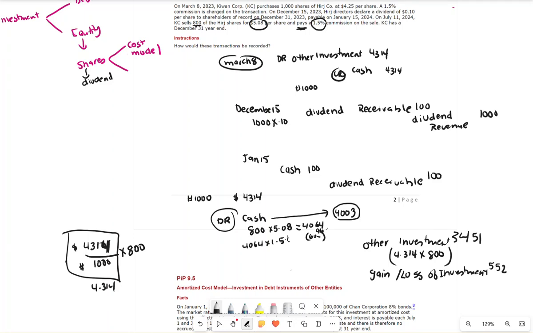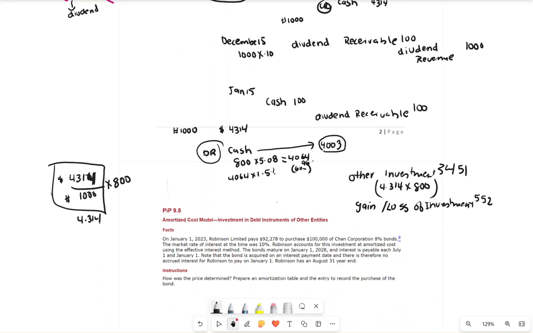So that's my invest 552. Let's go further and see if we can pinpoint what's happening with our next one. Now we are going to go to our next.